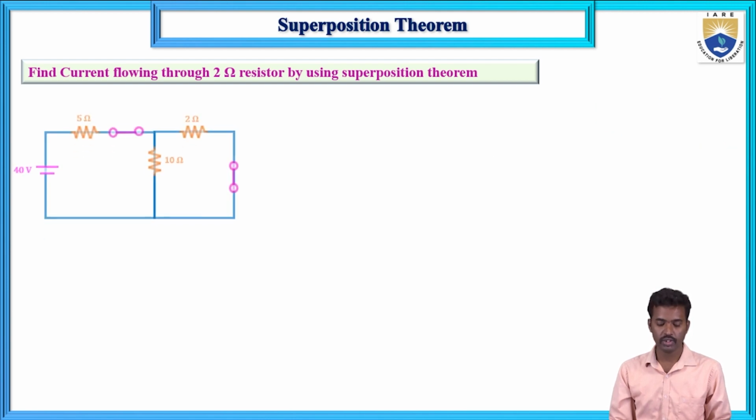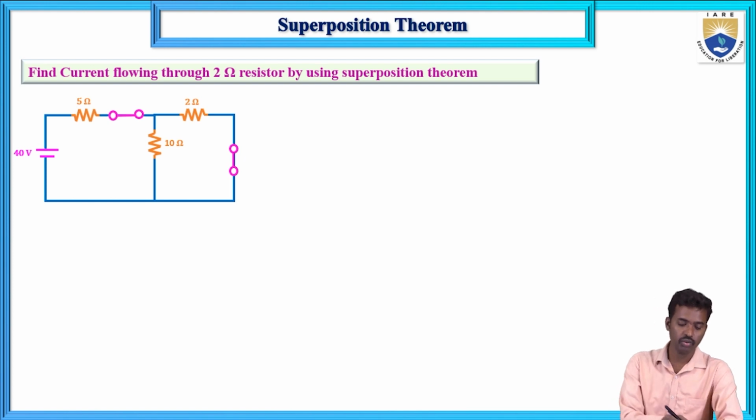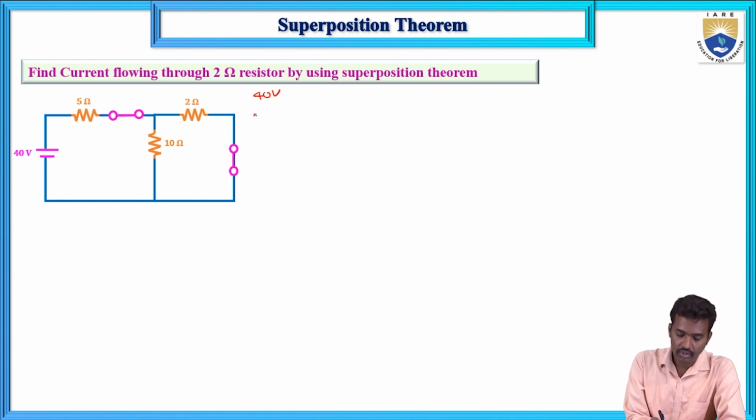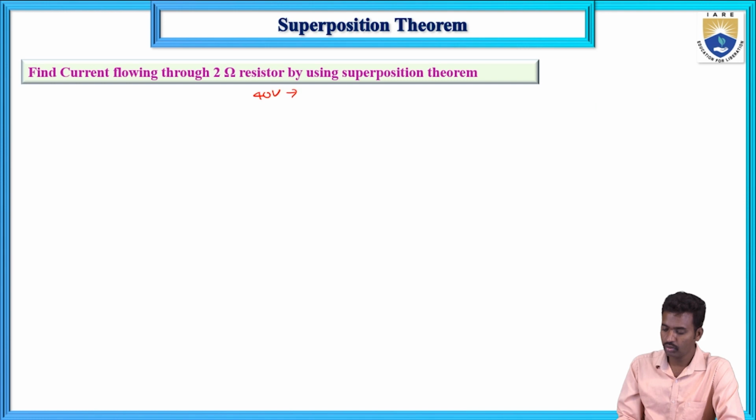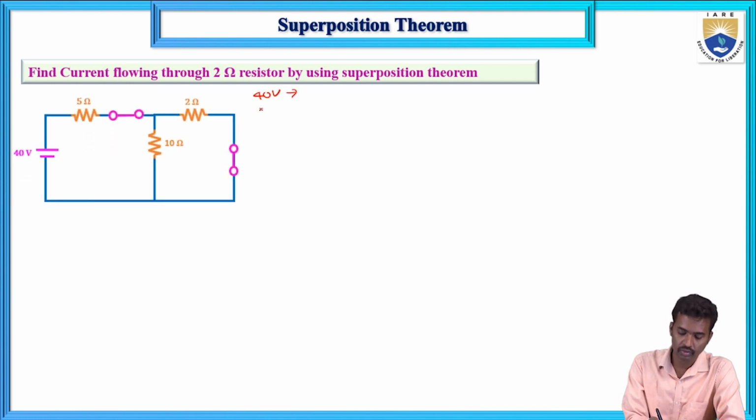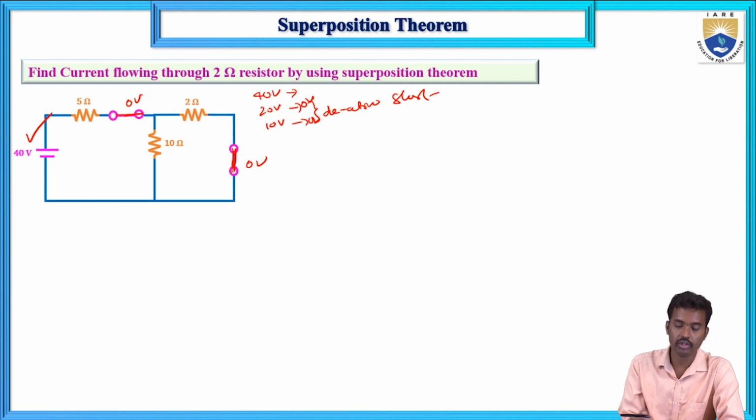Now the individual responses. First, when 40 volts is active and all the other sources are deactivated. 40 volts is active, while 20 volts and 10 volts are deactivated, so they become 0 volt and 0 volt. These two are replaced by short circuits.